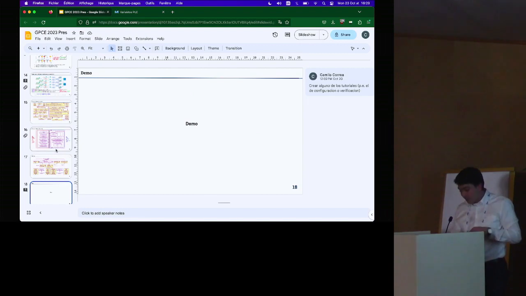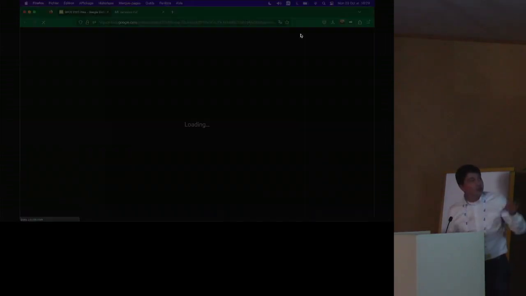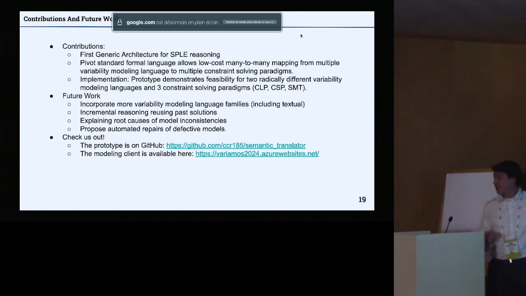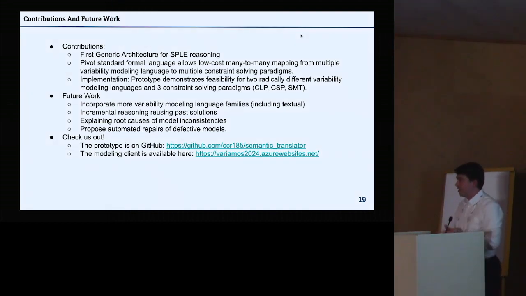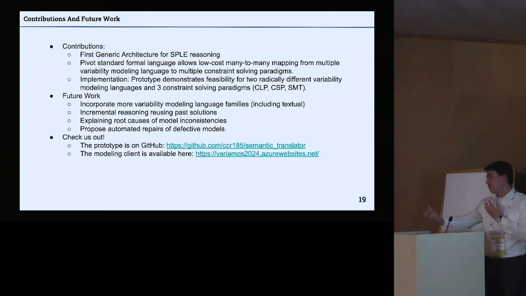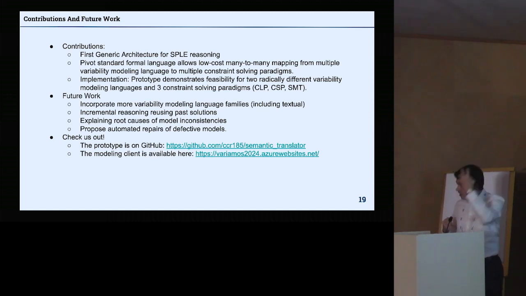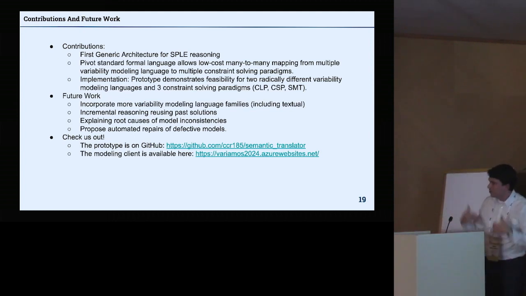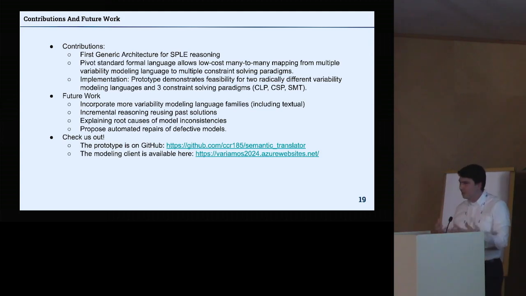So with that, I would like to just quite quickly conclude. So summing up the contributions, it's the first truly generic architecture for software product line engineering reasoning that is truly decoupled on the input and output side. We demonstrated the actual feasibility of using the pivot standard language, and we would like to motivate the community to actually use it and follow our approach. And even if they don't use our actual prototype, they should try to follow the architecture, because we really gave a lot of thought to how to correctly do this and decouple the two elements. And our implementation serves to demonstrate both the feasibility and the correctness of the architecture.